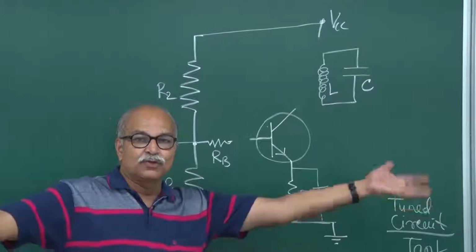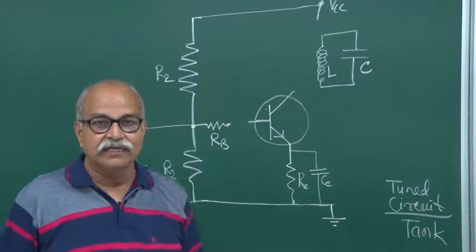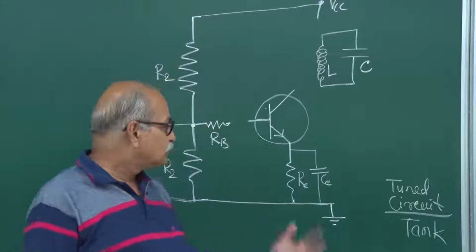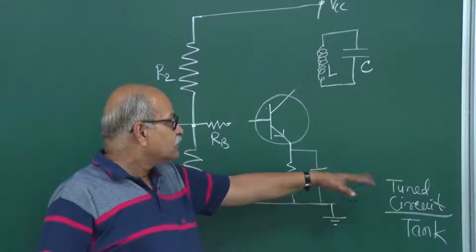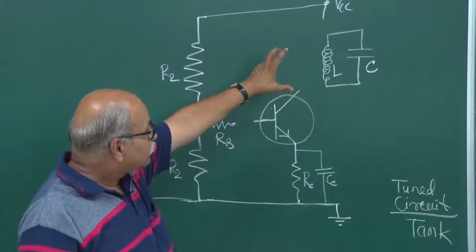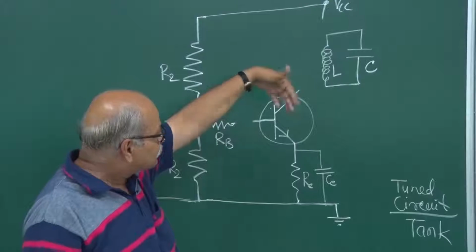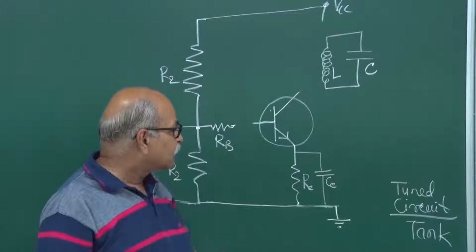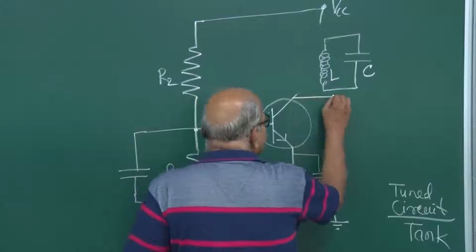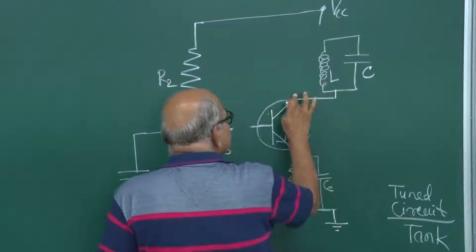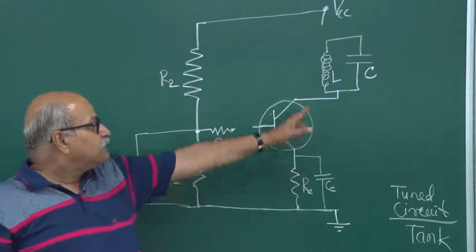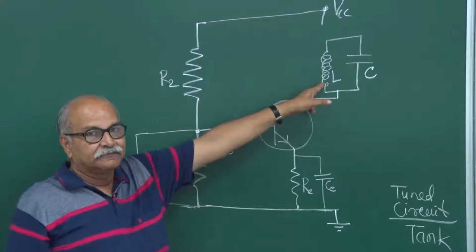Tank we use to store water or oil or food grains or something which is stored, that is tank. So here it stores the frequency or the amplitude, so known as tank. So here we are putting that into the collector circuit, and this L which is here, it is actually the primary of a transformer.